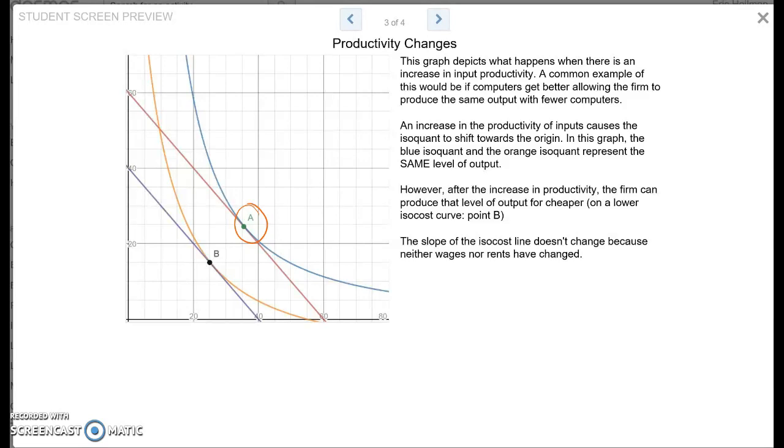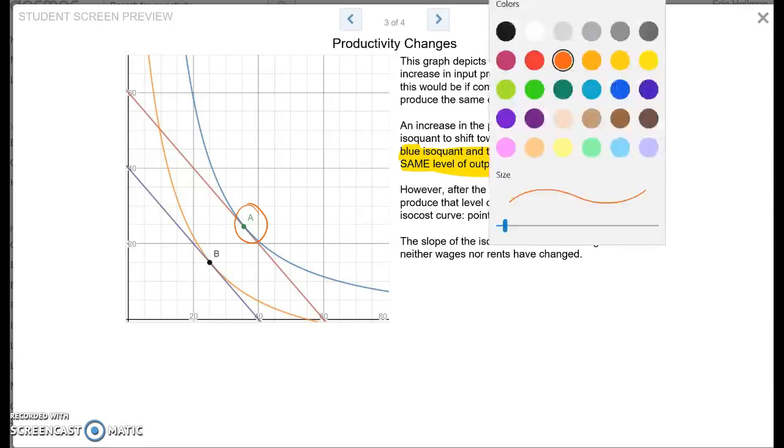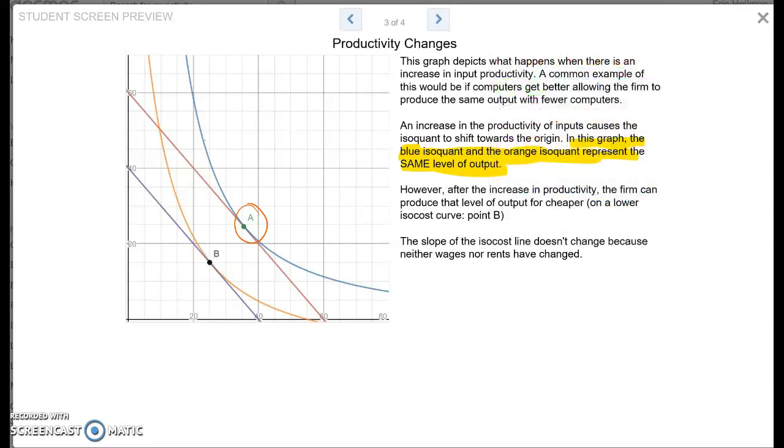So the key thing to notice here is that in this case, the blue isoquant and the orange isoquant represent the same level of output. So this is the key thing to understanding productivity increases. What happens is we start at A, inputs become more productive, so now I can produce the same amount of output.